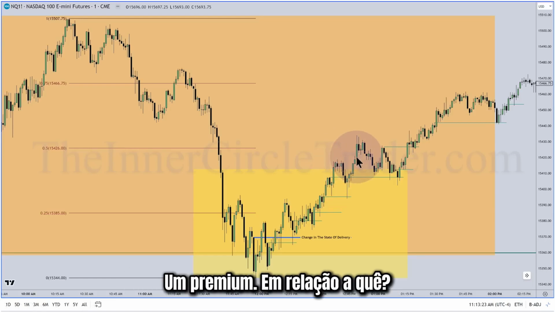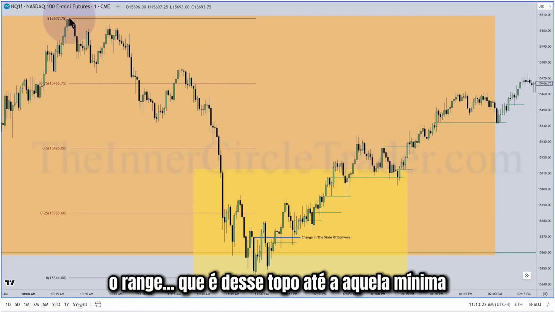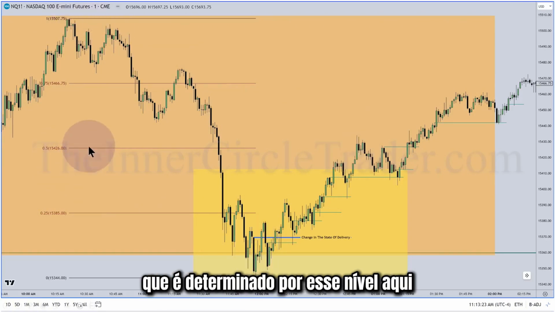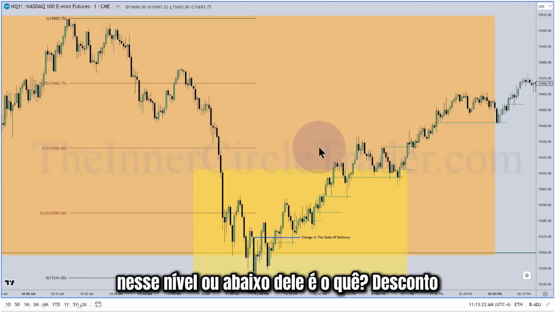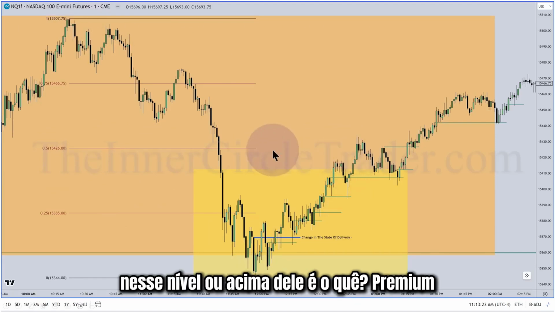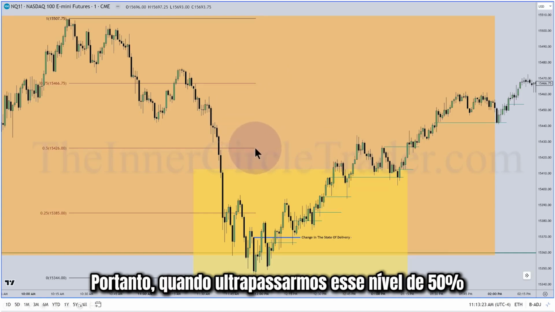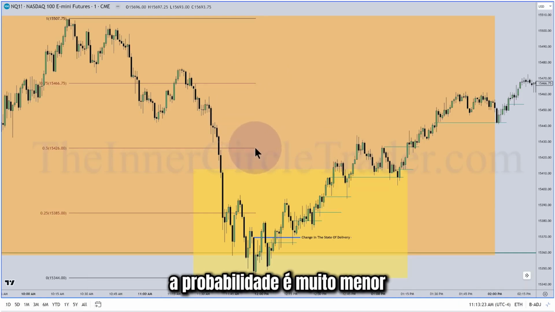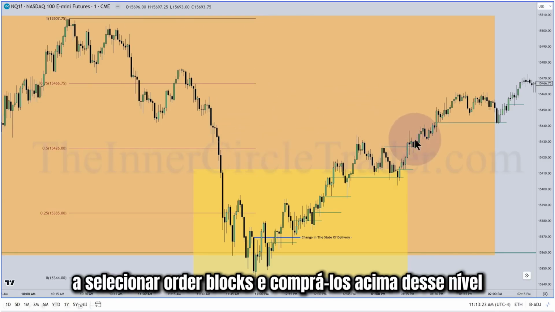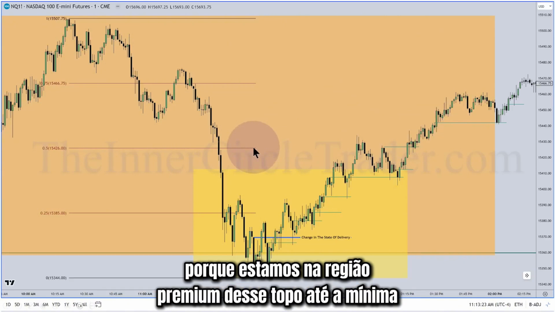What is it reaching for? A premium. Relative to what? The range, which is this high to that low. That is determined by this level here, which is equilibrium. At that level or below it is what? Discount. At that level or above is what? Premium. So when we get above this 50% level, it's far less probability, more risk if we start taking order blocks and buying them above this level, because we're in the premium range of this high to low.